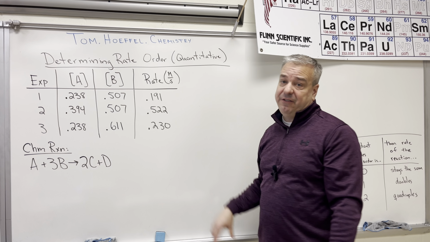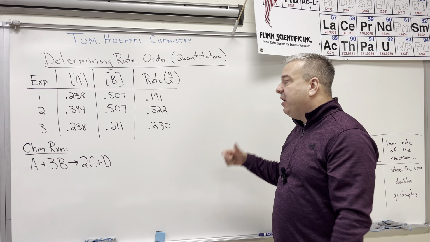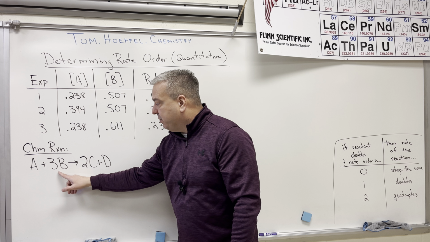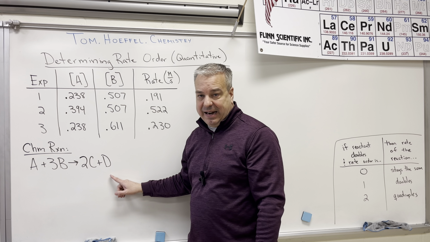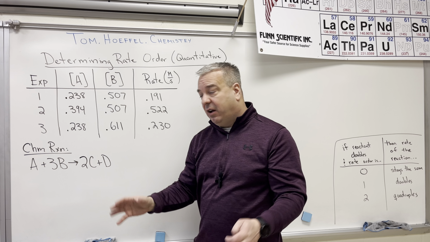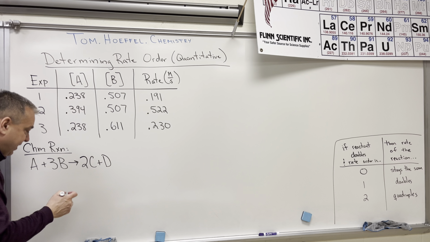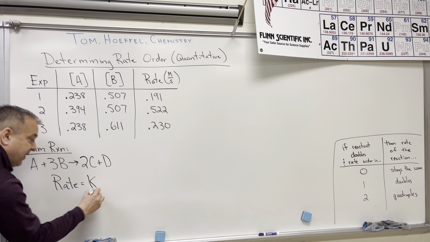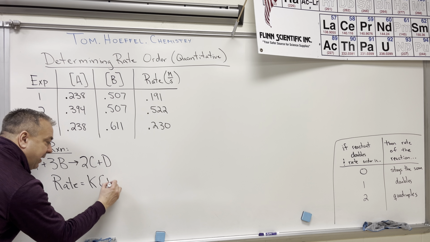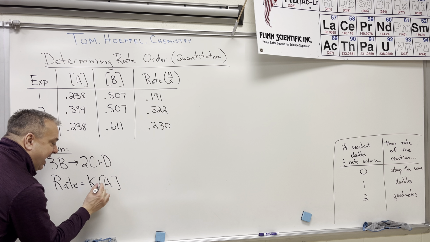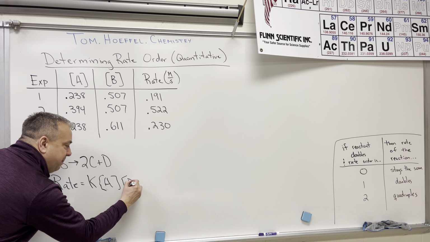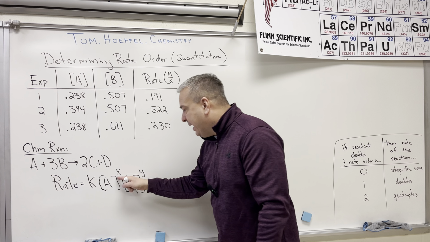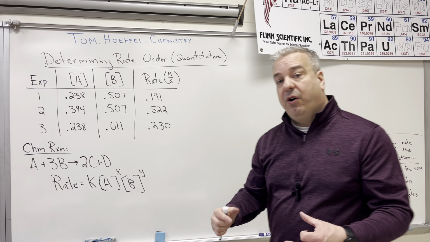And that's figuring this out quantitatively. So let's get started with this problem. We have a reaction where A plus 3B yields 2C and D. Now, we can write the rate law template. The rate is equal to the rate constant K times each of the reactants, reactant A and reactant B, to a certain power. The X and Y are the exponents, and that's what we call the rate order.